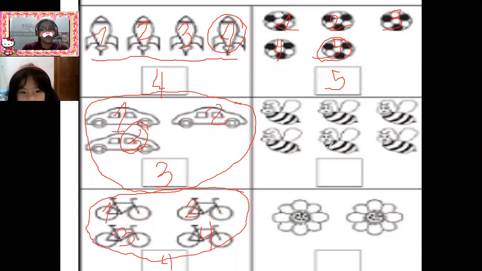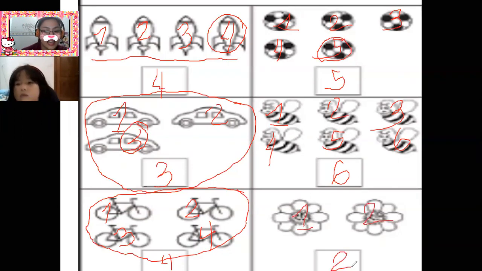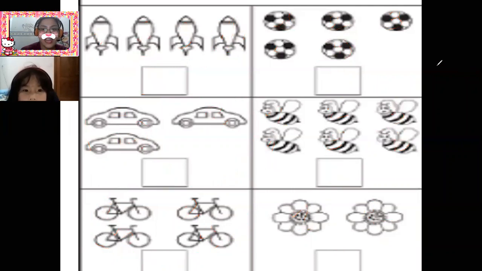Now let's count the bees. Okay. 1, 2, 3, 4, 5. Six. All right, so there's six. Let's count the flowers. One, two. Okay, great job, Tina. I'll give you another. Okay, here, shining star. Very good. Okay, now let's go to the next page.